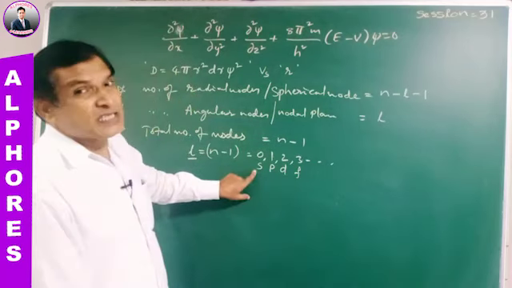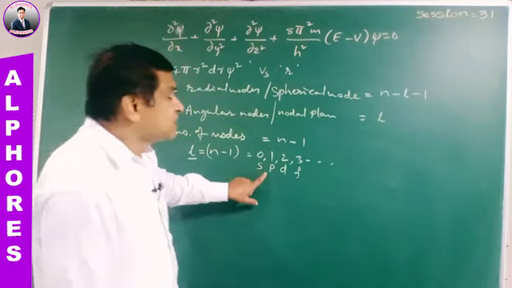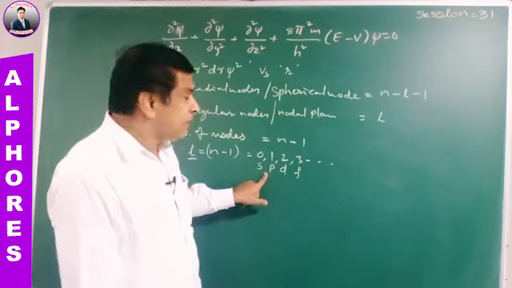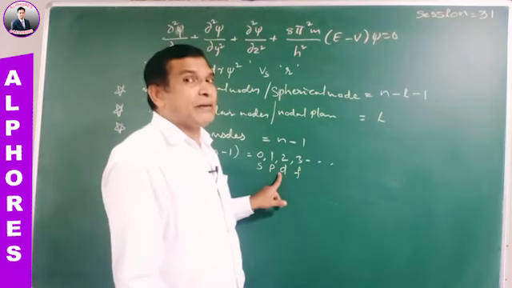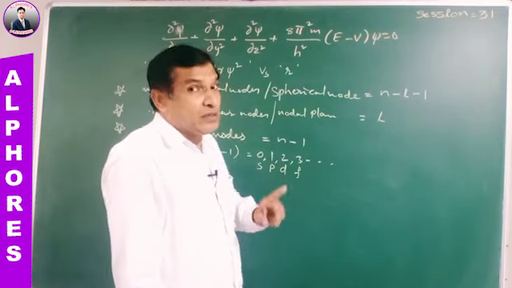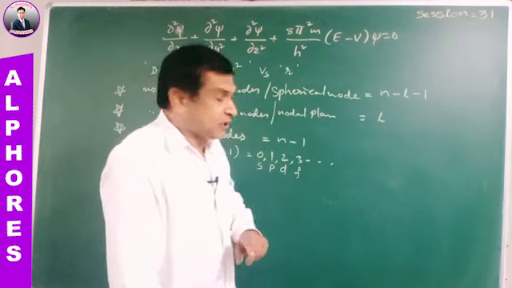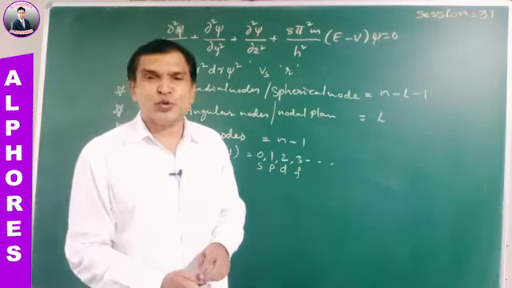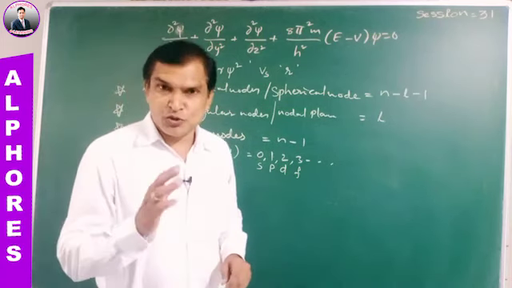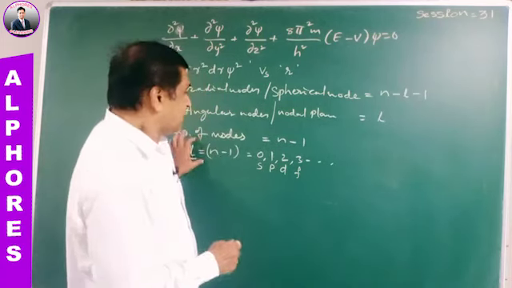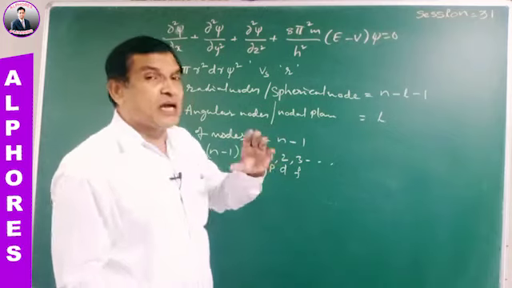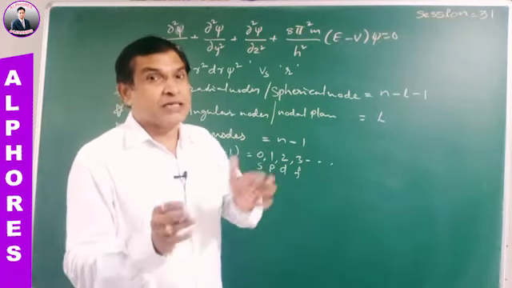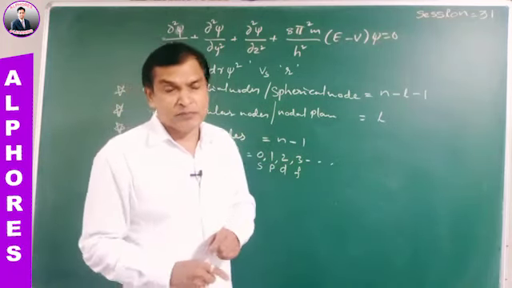That is, the S subshell is spherical, the P orbital is dumbbell, the D orbital is double dumbbell, and the F orbital is a highly complicated structure. So the azimuthal quantum number signifies the existence of subshells and their shape. That is the significance of the azimuthal quantum number.